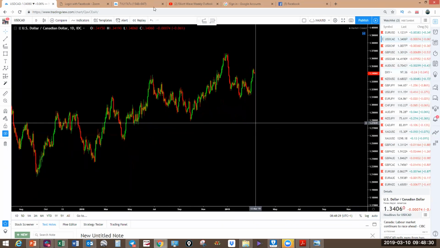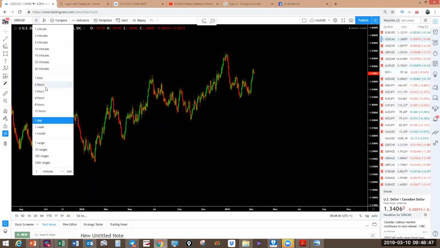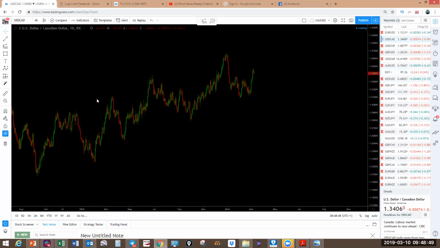USDCAD, this is still valid. This is still valid. Zigzag. It's still within the guidelines, so you can still get a move like this. Let's see how this one plays out. You've got a pulsing move in the opposite direction. You've got a pulsing move in wave 4.